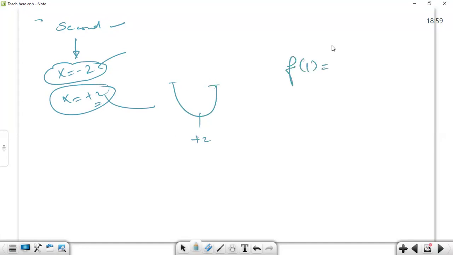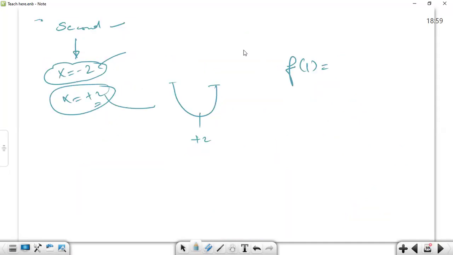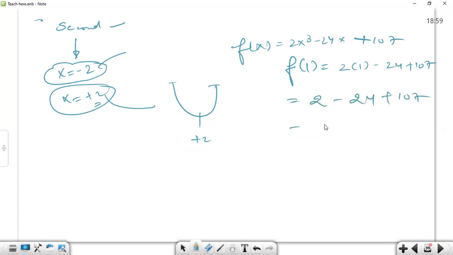Let's check for f of 1. The function was 2x cube minus 24x plus 107. So f of 1 would be 2 into 1 minus 24 plus 107. It will be 2 minus 24 plus 107, which is 107 minus 22, 85. Okay, let's find f of 3.